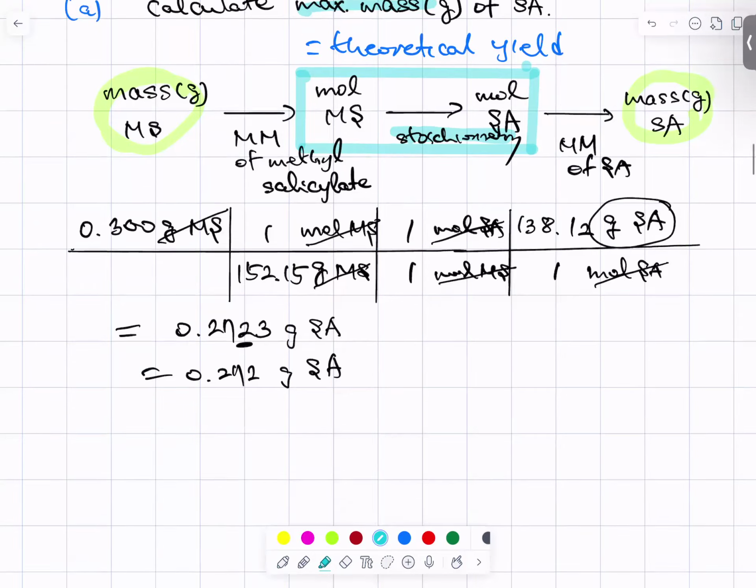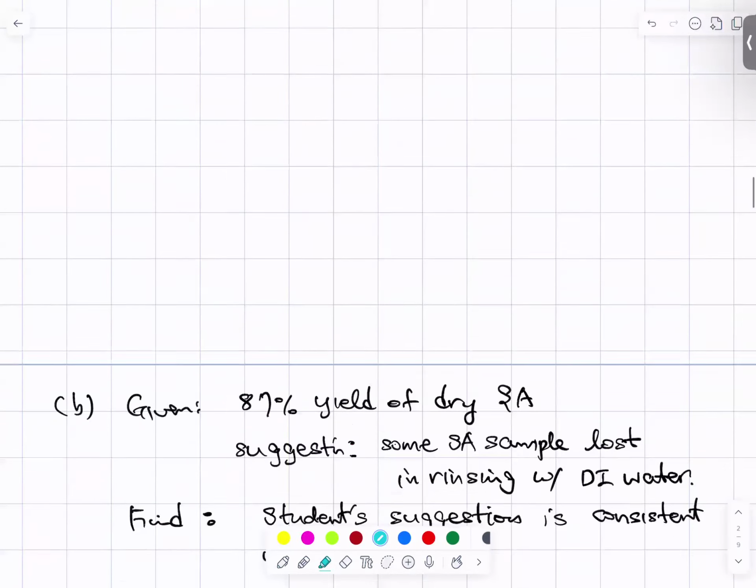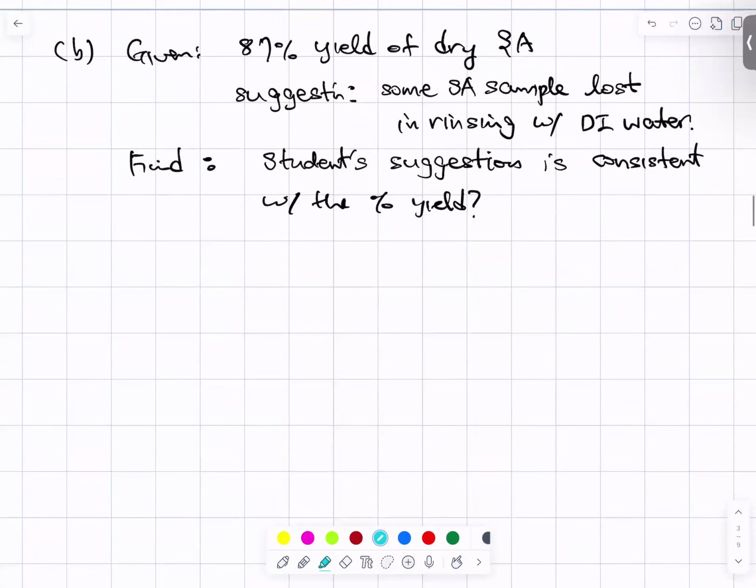Okay, and then let's move on to number B. Now 87% yield, percent yield, is obtained. Theoretically, we can obtain up to 0.272 grams, but after purification, we have now 87% yield. So actual yield is less than theoretical yield. So one student suggested that some salicylic acid sample was lost in rinsing with DI water, deionized water. So this one is consistent with the percent yield.